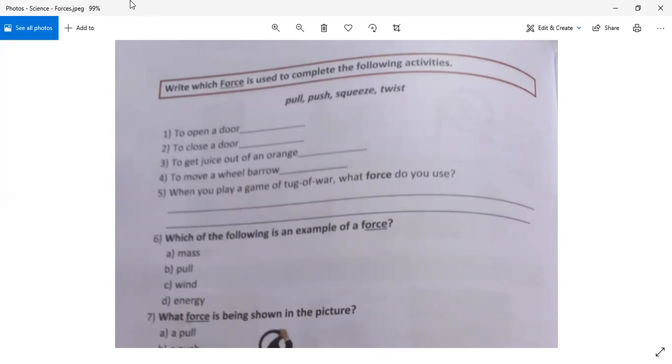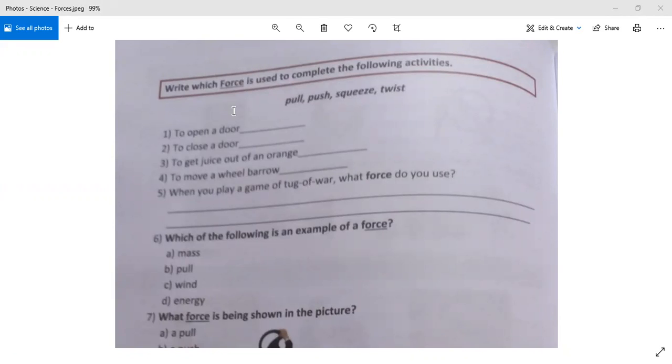Now let's look at this exercise here. Okay, we're going to read it together and answer the questions. Now here, let's read it up. Write which force is used to complete the following activities. Read that. Okay, and here we have the forces. Pull, read it after me. Pull, push, squeeze, twist.